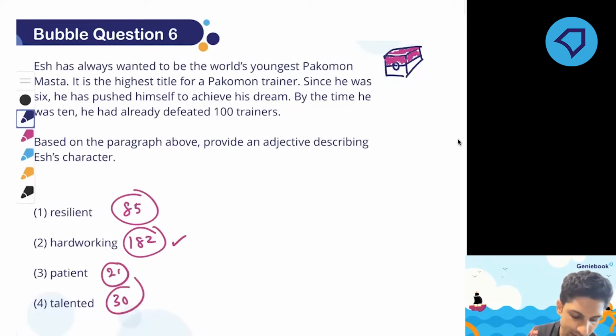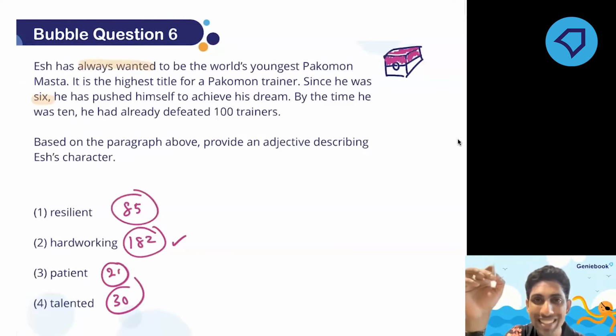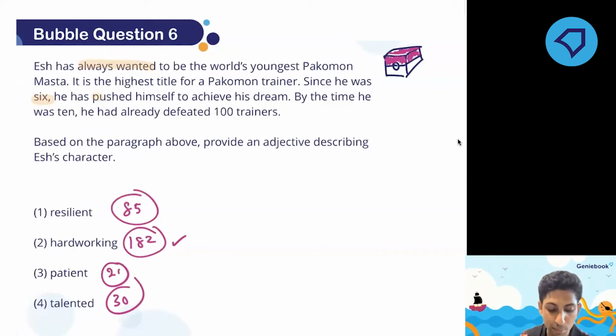Right. So we have this guy. His name is Ash, and he started since he was 6. He has always wanted it. We can assume the moment he could think and speak, he wanted to be a Pokemon master. Since he was 6, he pushed himself. By the time he was 10, he had this achievement.